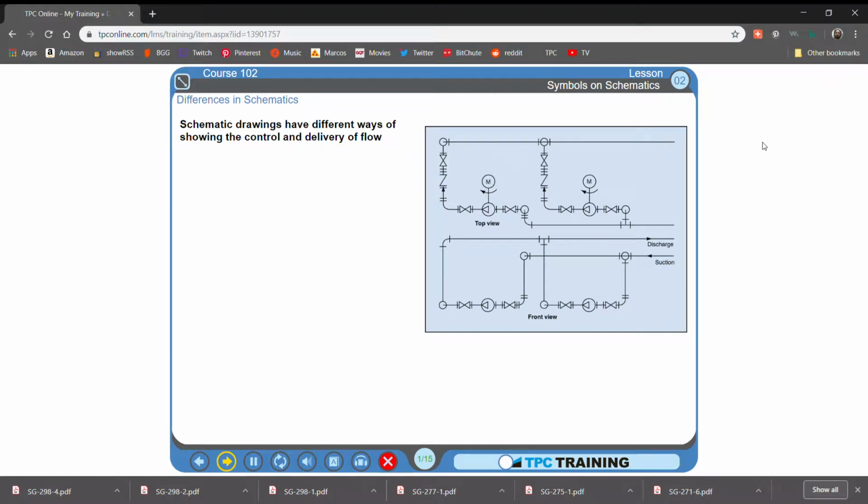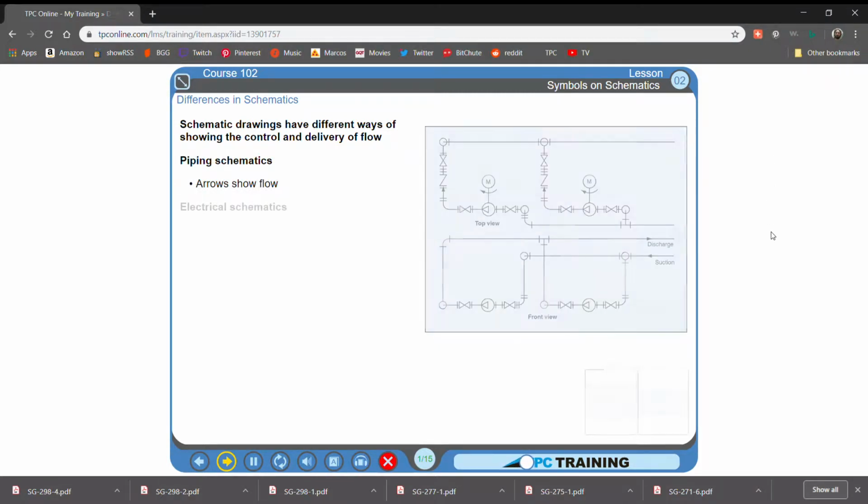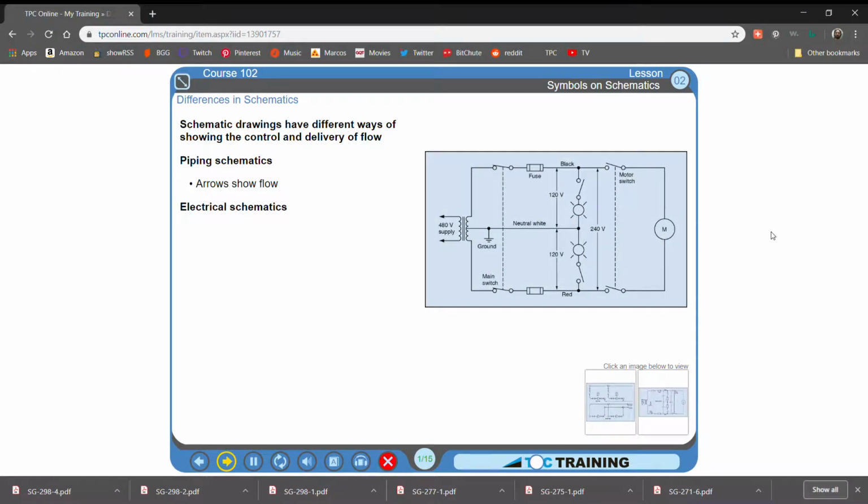Different ways on schematic drawings. In a piping system, arrows show the flow. Electrical diagrams do not use arrows. Instead, you must read the voltage. Remember that electricity flows from high voltage to lower voltage, or the color code indicated for the wires. It is very important, therefore, to know the special symbols for each system you work with.